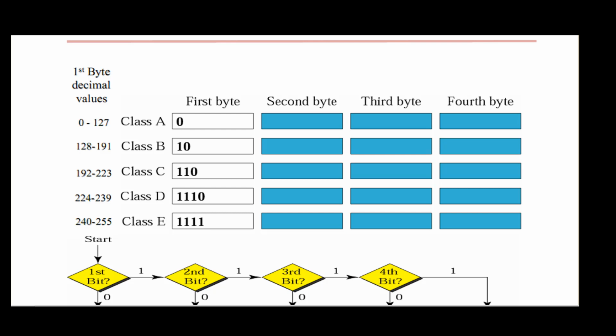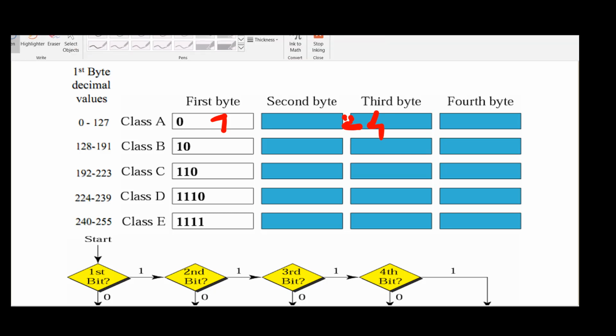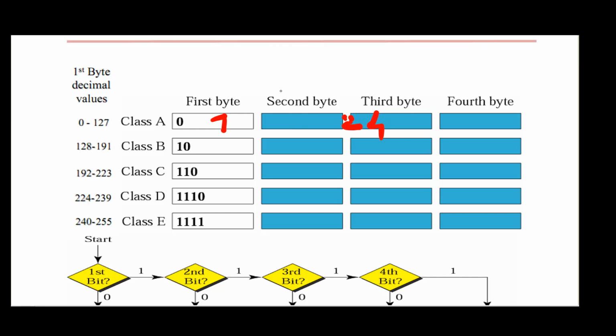So in this case, it is better to write down here. We'll be having 7 bits here, and here we have left out 24 bits. Let me reduce the size of the pen. Okay, in class B, if I subtract 2 from 16, it will be 14. 14 will be the network address.